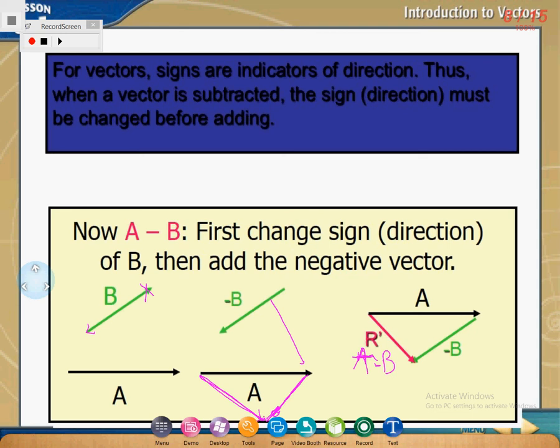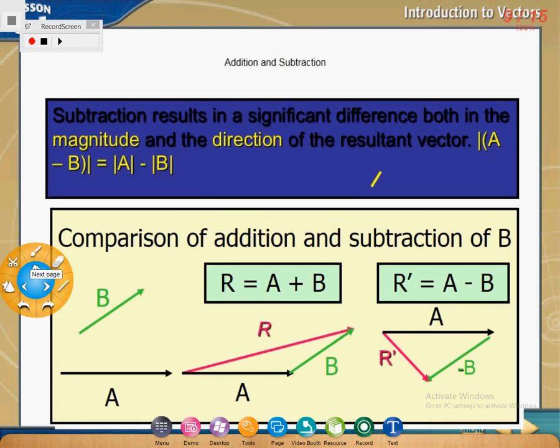How is it now? Don't forget to rewrite beta. It will be A plus negative B, if you want. Okay? So, can you check now the difference between A plus B and A minus B? Do you see the huge difference between them?